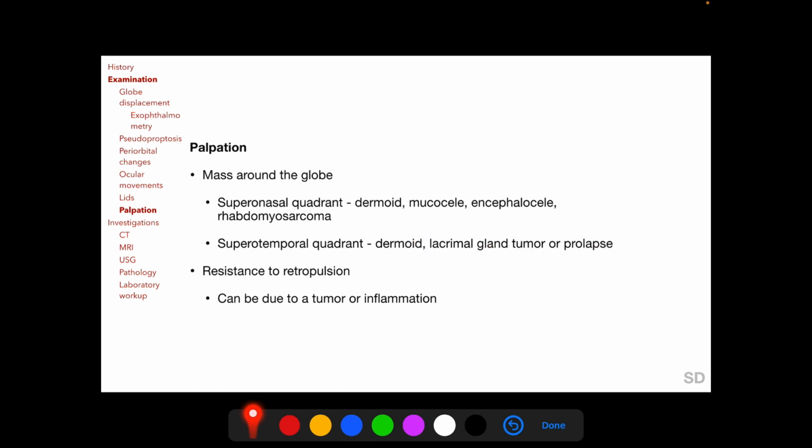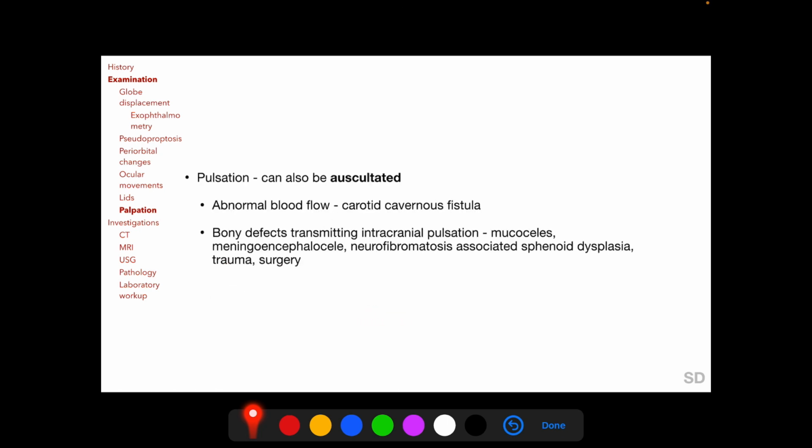Mass lesions in the superotemporal quadrant can also be a dermoid or a tumor or prolapse of the lacrimal gland. We can also check for resistance to retropulsion by pushing both the eyes simultaneously posteriorly towards their respective orbital apices, and an increased resistance to this retropulsion can be due to tumor or inflammation. So it is not only tumor that causes an increased resistance to retropulsion, but inflammatory lesions can also increase the resistance to retropulsion.